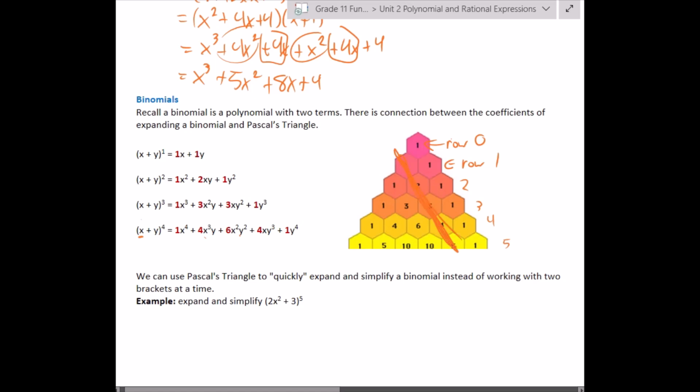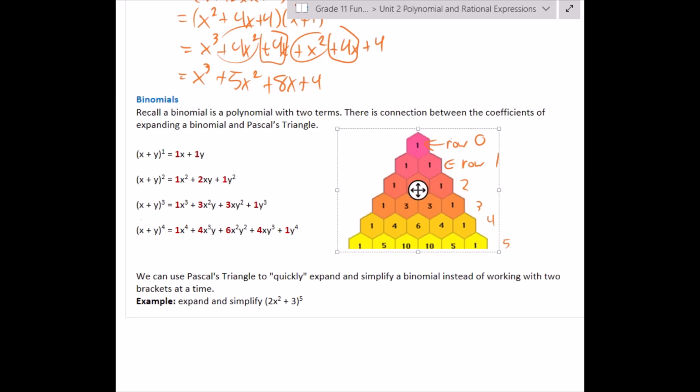Now, if we look at these binomials on the left here, we have x plus y, that's power 1, power 2, power 3, power 4, and it shows their full expansion. What you'll notice is that the coefficients correspond directly to the numbers in the relative Pascal row number. So for x plus y to the power of 2, look at row 2 here, and it goes 1, 2, 1, and the coefficients of the expansion are 1, 2, 1. The coefficients of row 4 are 1, 4, 6, 4, 1, so it's 1, 4, 6, 4, 1.